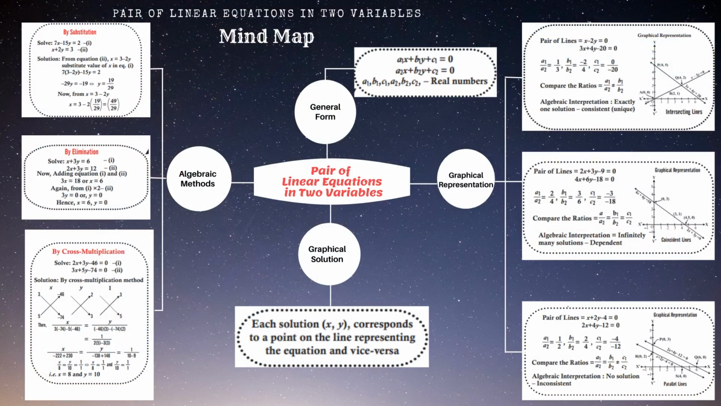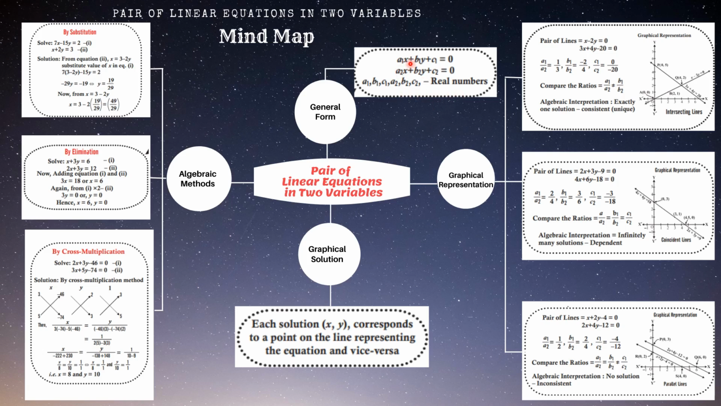In this video, we'll be looking at the mind map or the concept map of a pair of linear equations in two variables, chapter 3 of class 10. We have learnt before that linear equations in two variables involve an equation in the form ax plus by plus c equal to 0, where a should not be equal to 0 and a square plus b square should also not be equal to 0. Also, a, b and c should be real numbers.